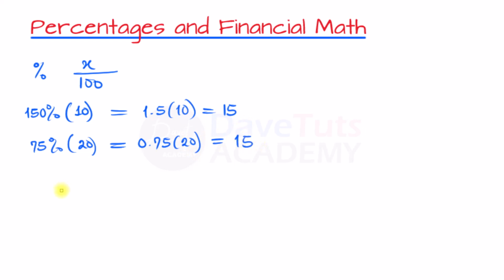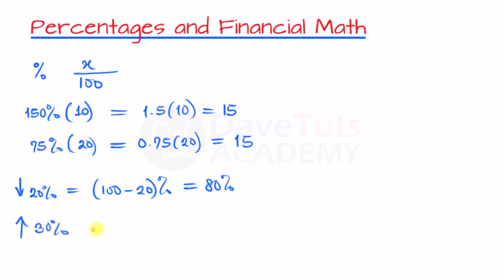In the other case, if you are going to reduce by some percentage, say something is reduced by 20%, that means you are saying it is 100 minus 20%, which refers to 80%. And if you increase by, say, 30%, then I think your guess is right. It will be 100 plus 30, which will be 130% of whatever it is that you are talking about.